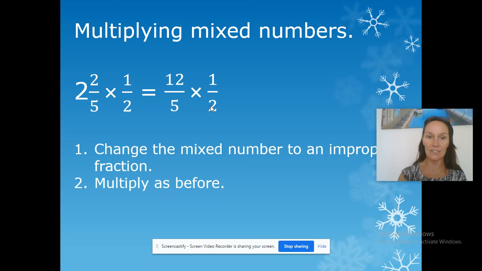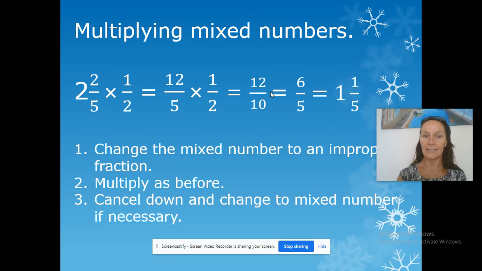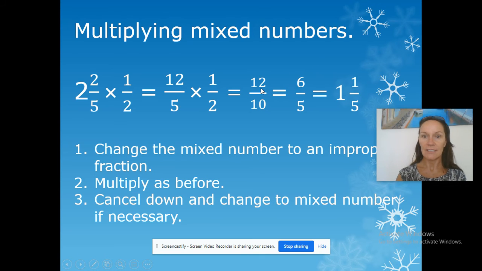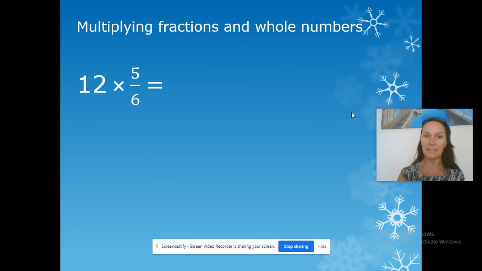Then you can go through the same process. Multiply as before. 12 times 1 is 12. 5 times 2 is 10. Well, what can you tell me about your answer there? You're right, it's an improper fraction. So you cancel down improper fractions. Oh, let me go back. So 12/10, cancel it down, would be 6/5, still an improper fraction. Cancel and then turn that into a mixed number. 5 goes into 6 once with 1/5 left over. And it's as simple as that.